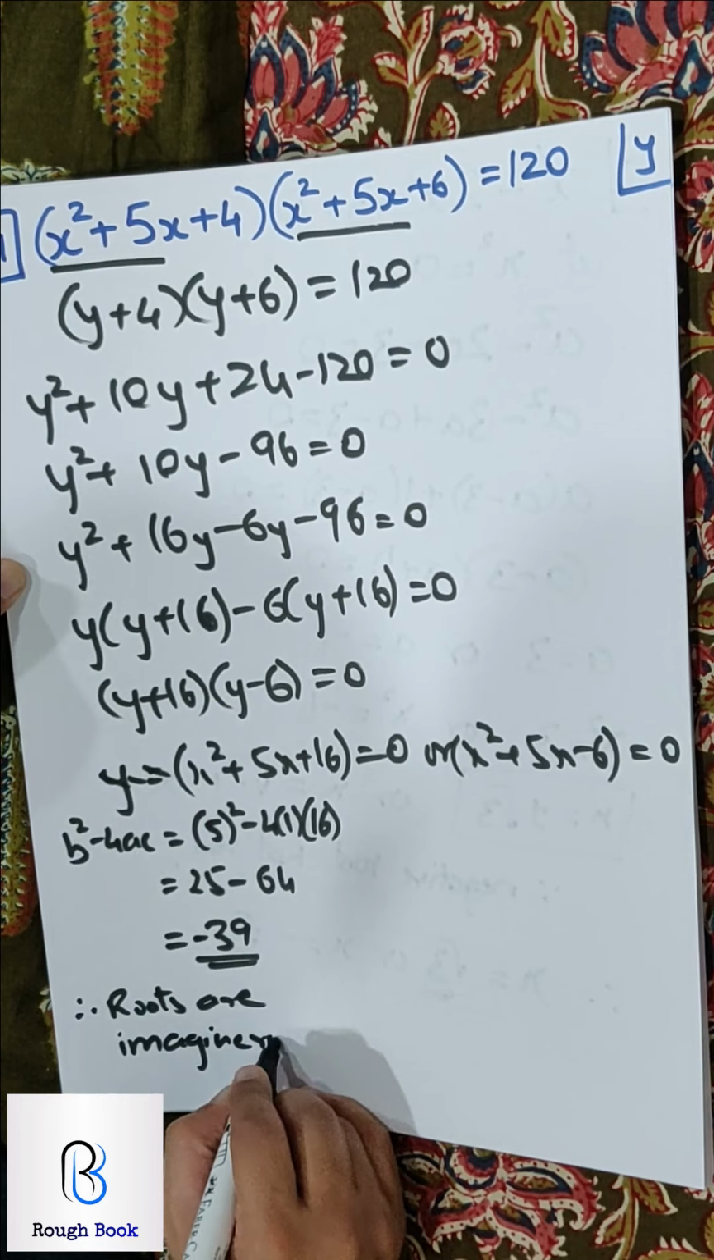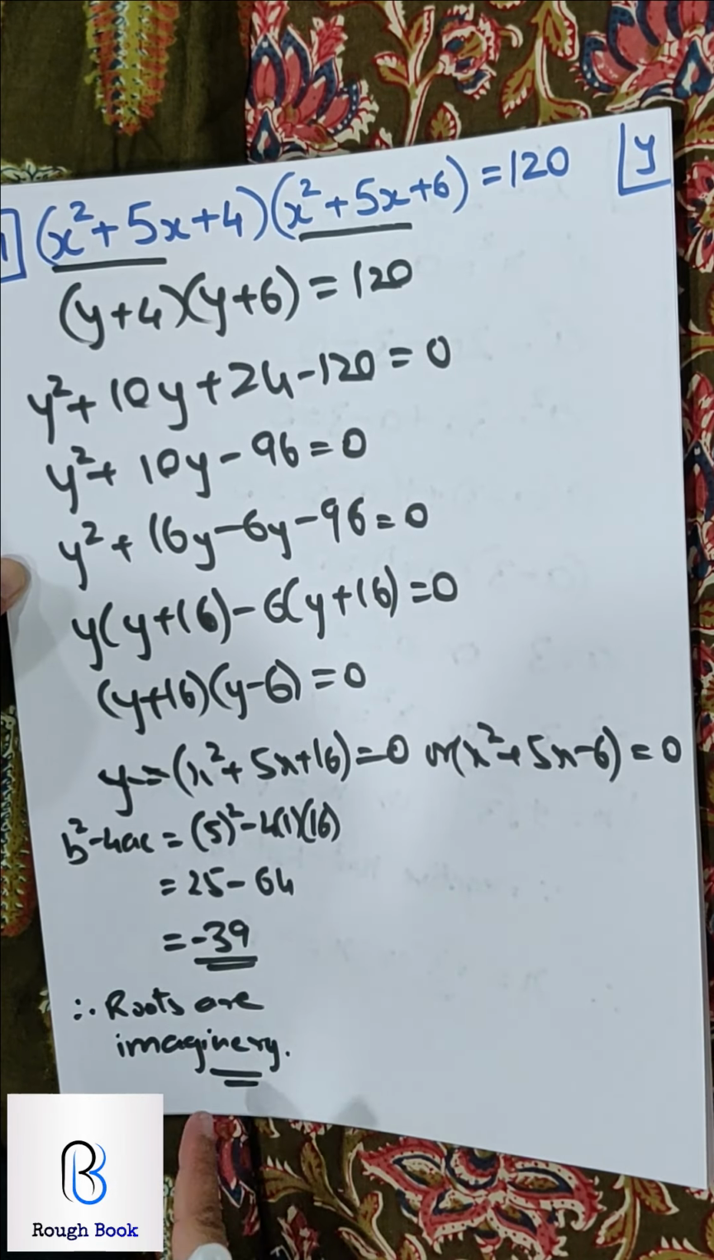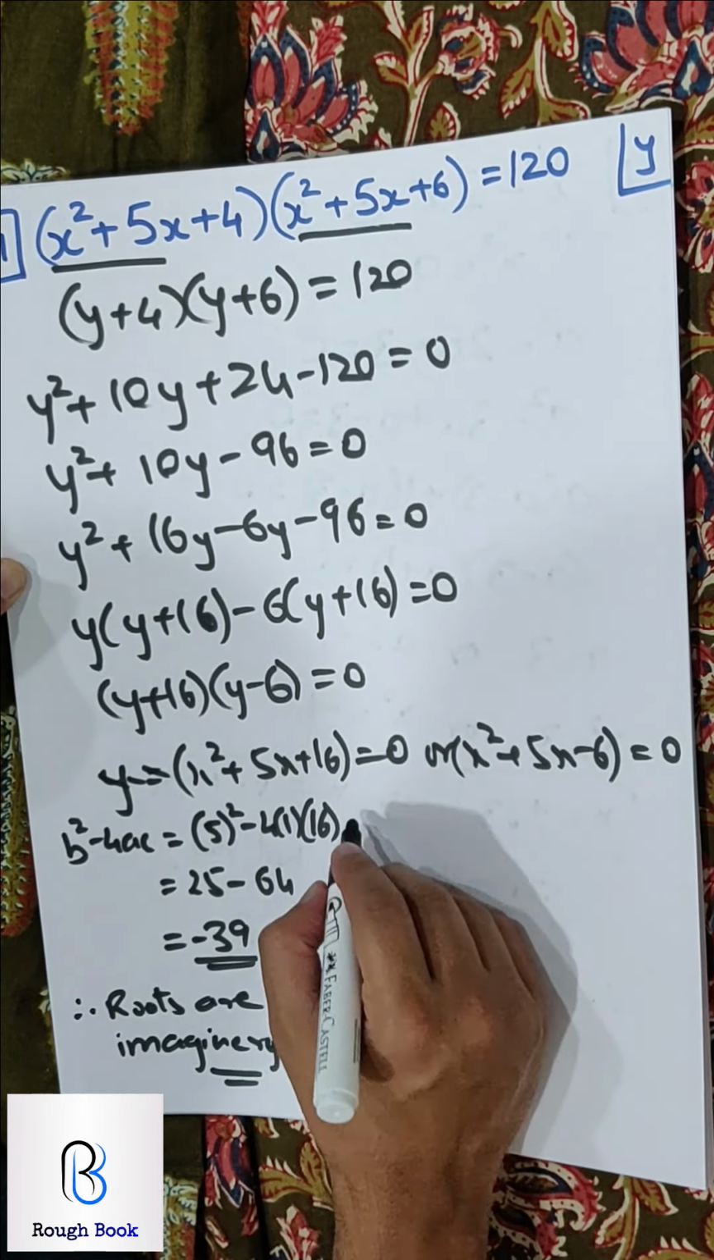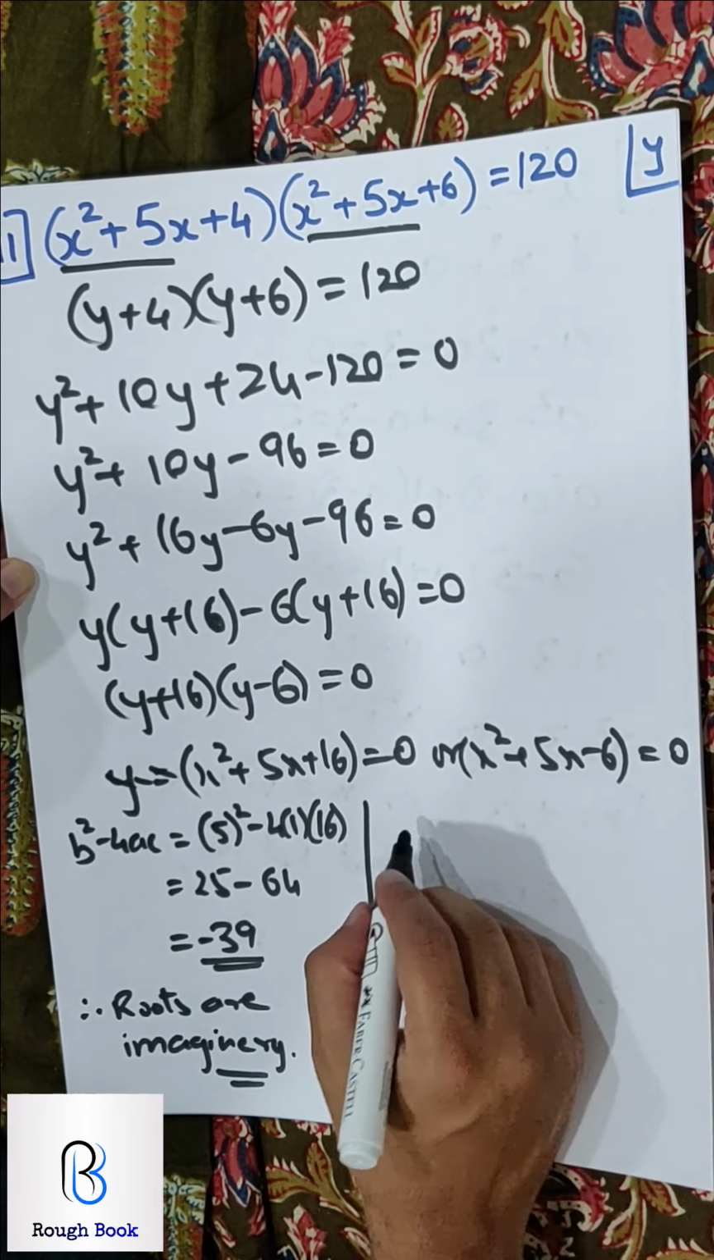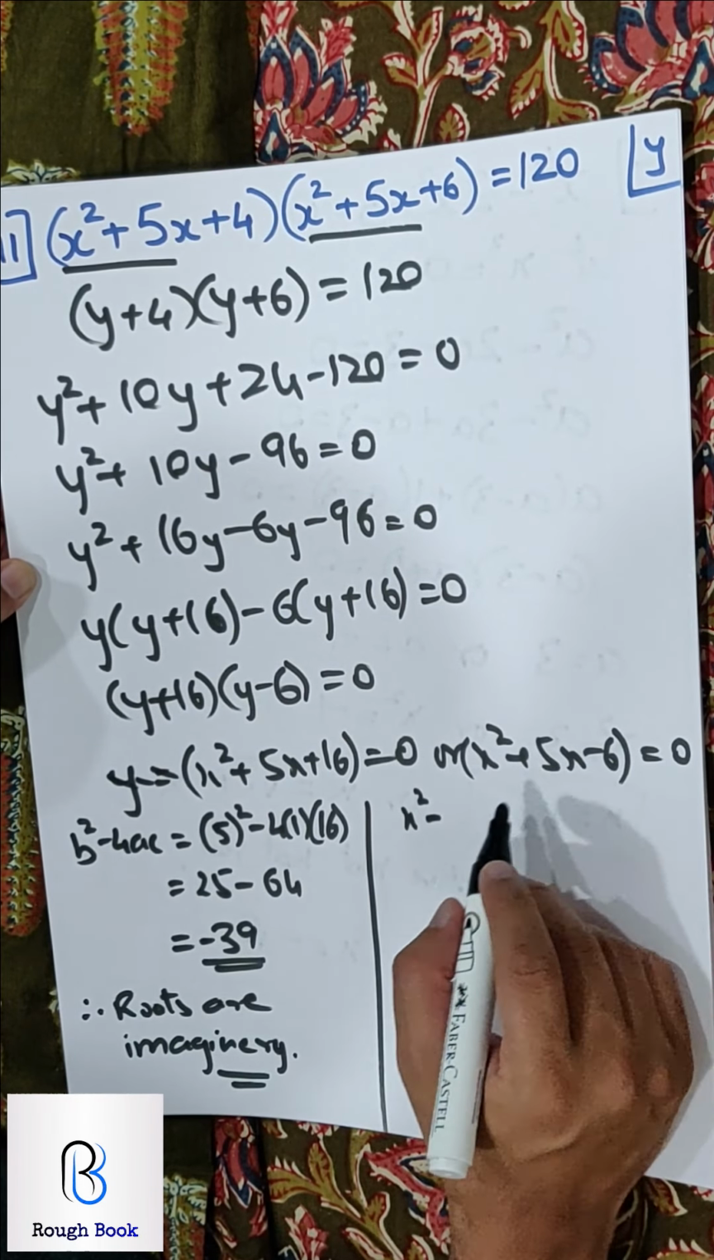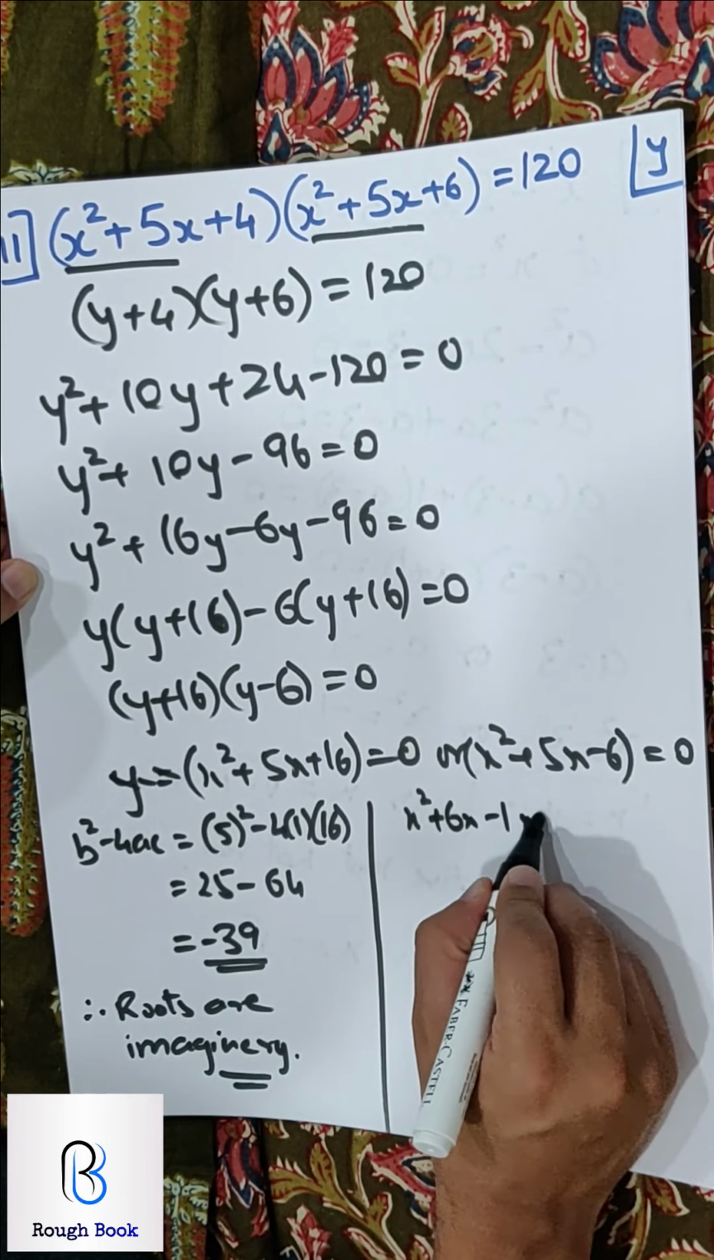You can't leave it there only. You have to show this part and say that the roots are imaginary so that this is eliminated. And now this part we will solve, it is solvable. That will be 6 ones are 6, minus 1 minus 6.